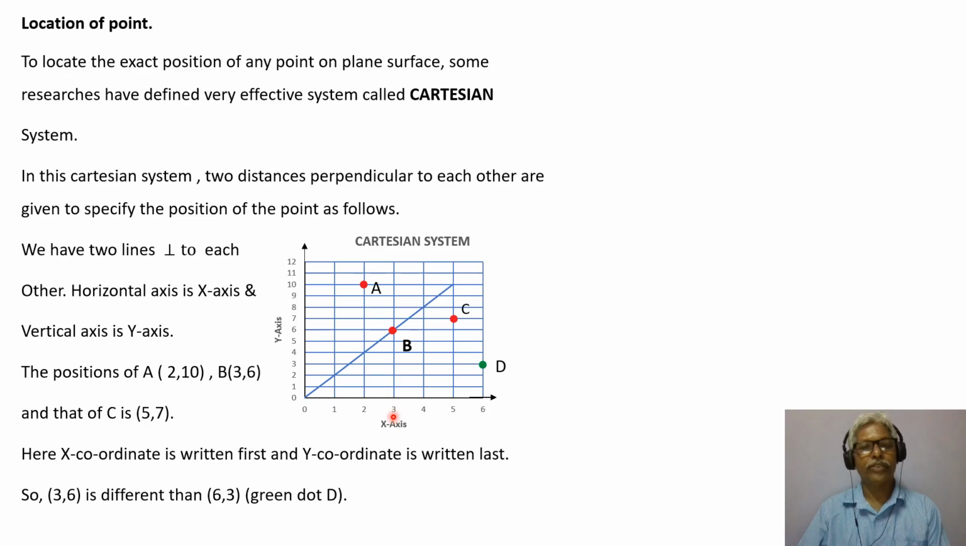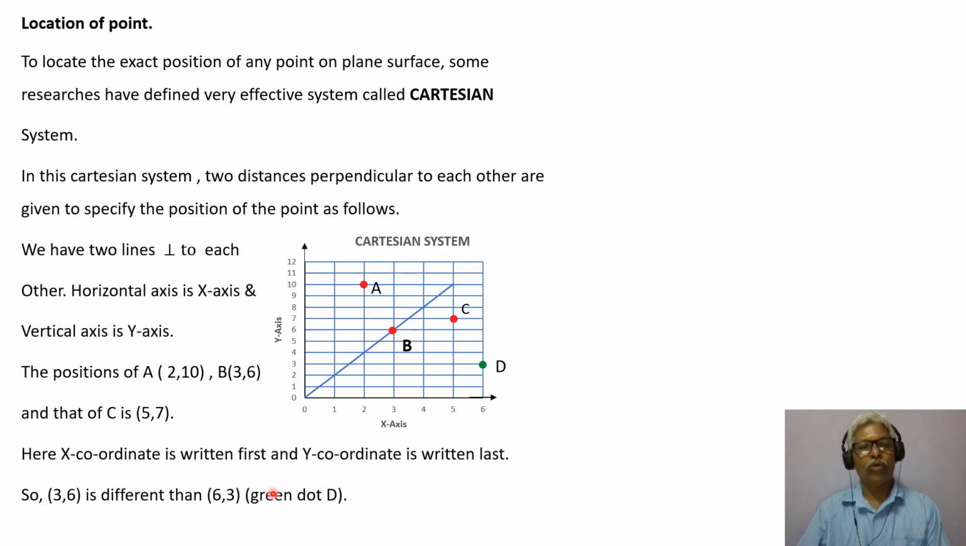B is 3 and 6, and that of C is 5 and 7. So here the x coordinate is written first and the y coordinate is written last. To remember this point, always this is the x coordinate, so we write this first. This is 2 and 10, and this is 3 and 6.